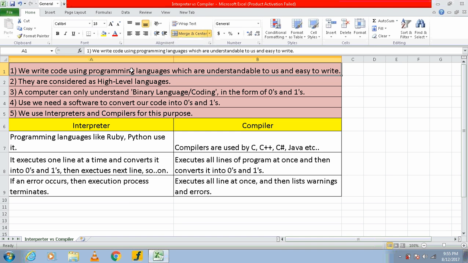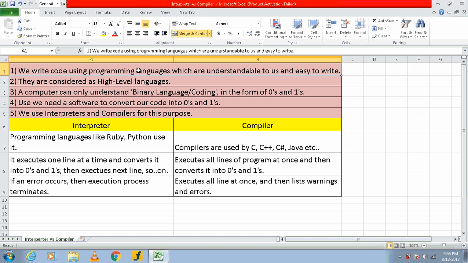Why are these considered as high-level? Because a computer cannot understand the code which is written in English-like language. So then what can a computer understand? A computer can understand only binary code or binary language, which is in the form of zeros and ones.